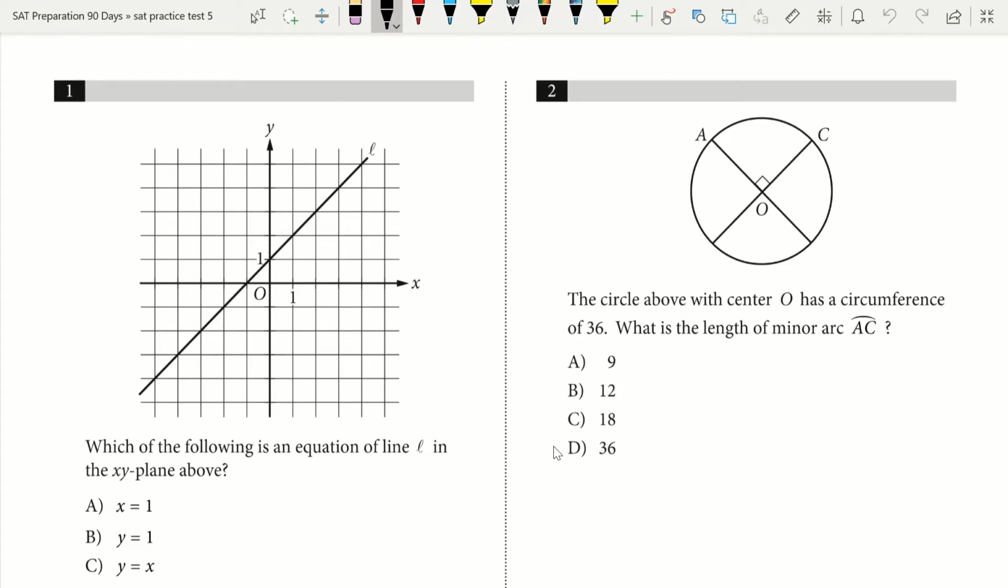Today is day 41 in our 90-day SAT Prep series. Today we'll be doing some stuff in the math section and then also the reading section.